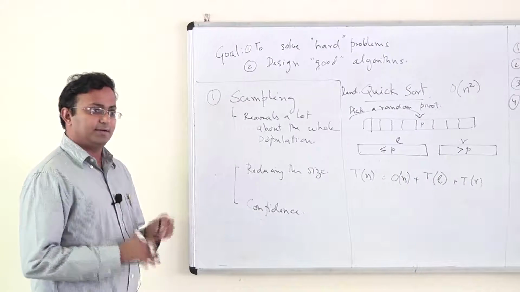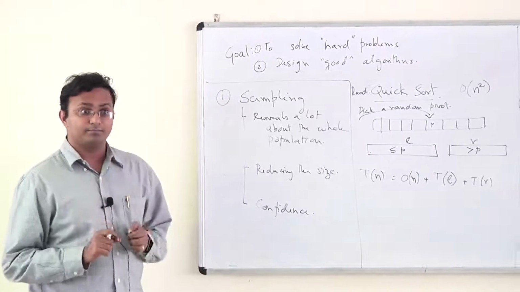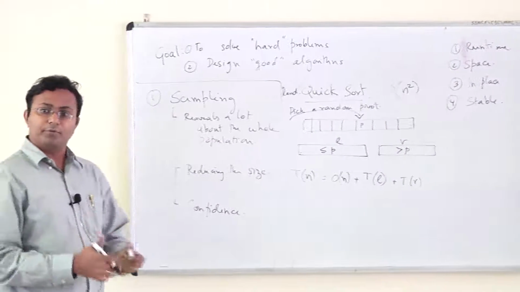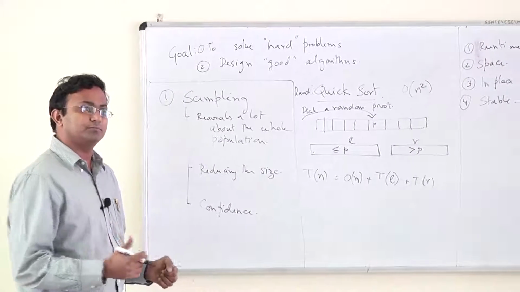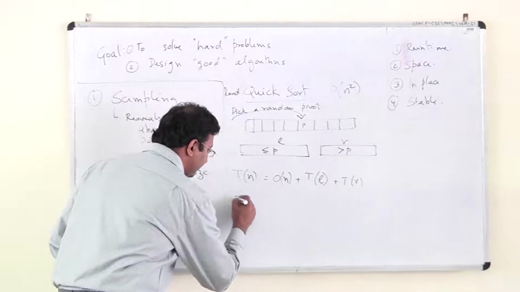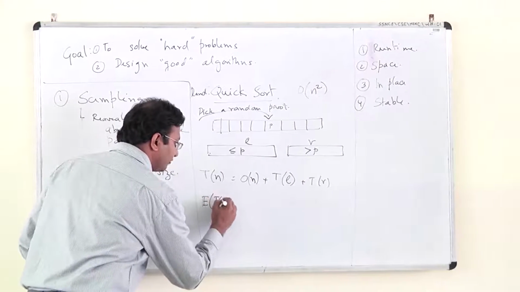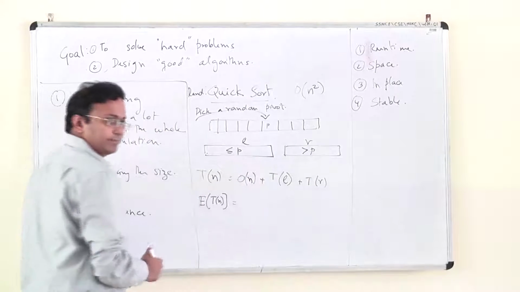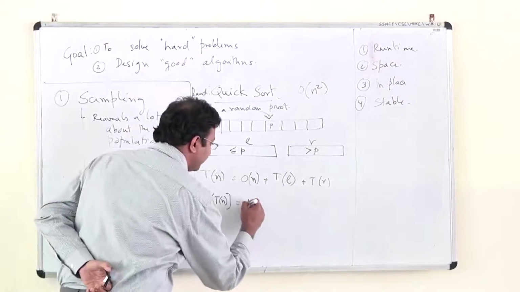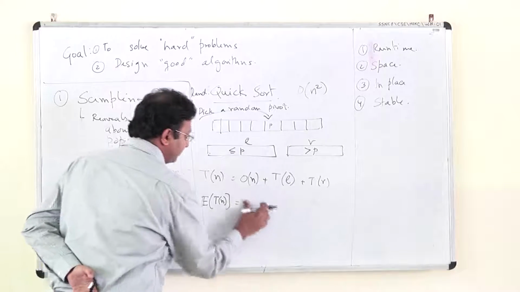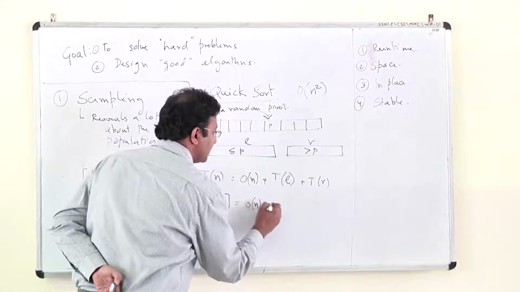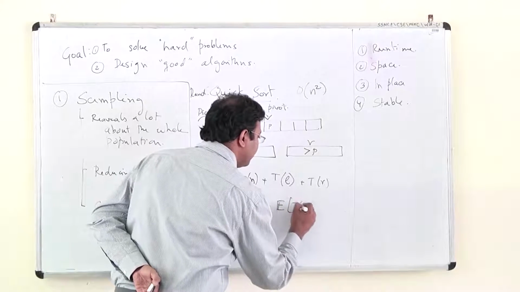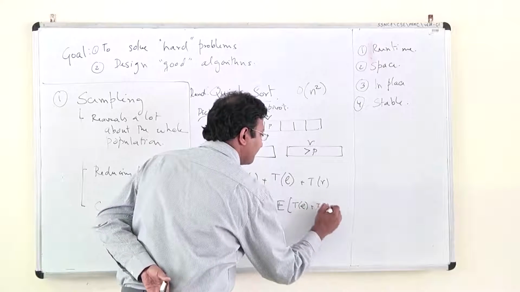But now it's random, so we can talk about expected runtime. What would be the expected complexity of this one? The expected value of T of n is the expected value of order n, which is basically order n, so I don't want to write it here, plus the expected value of T of L plus T of R.